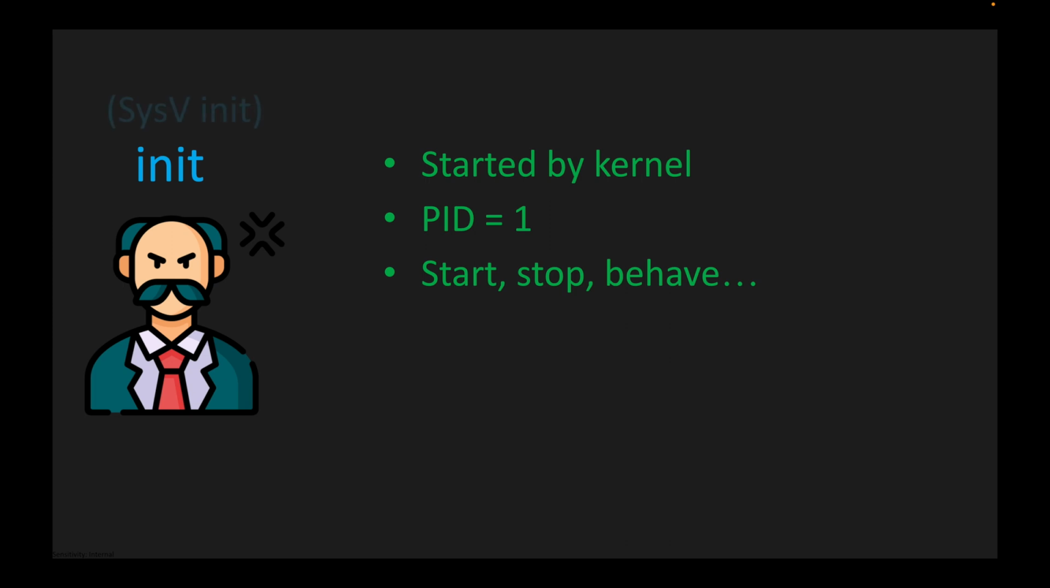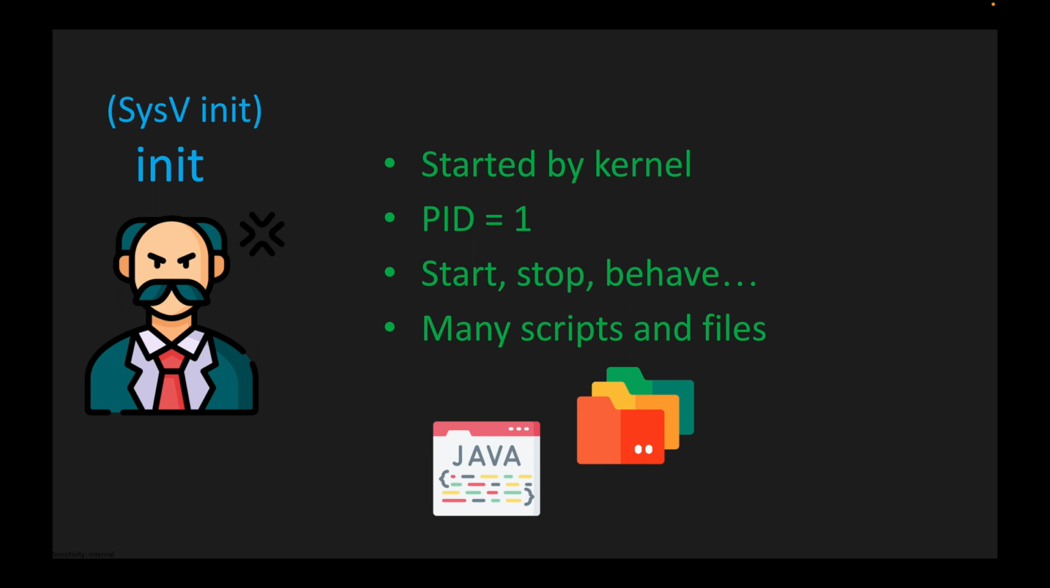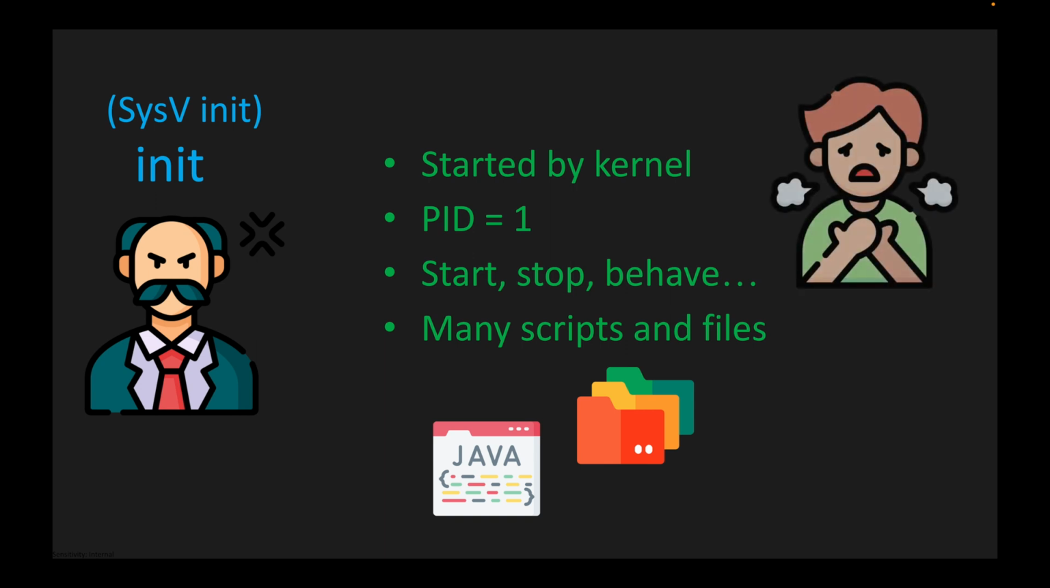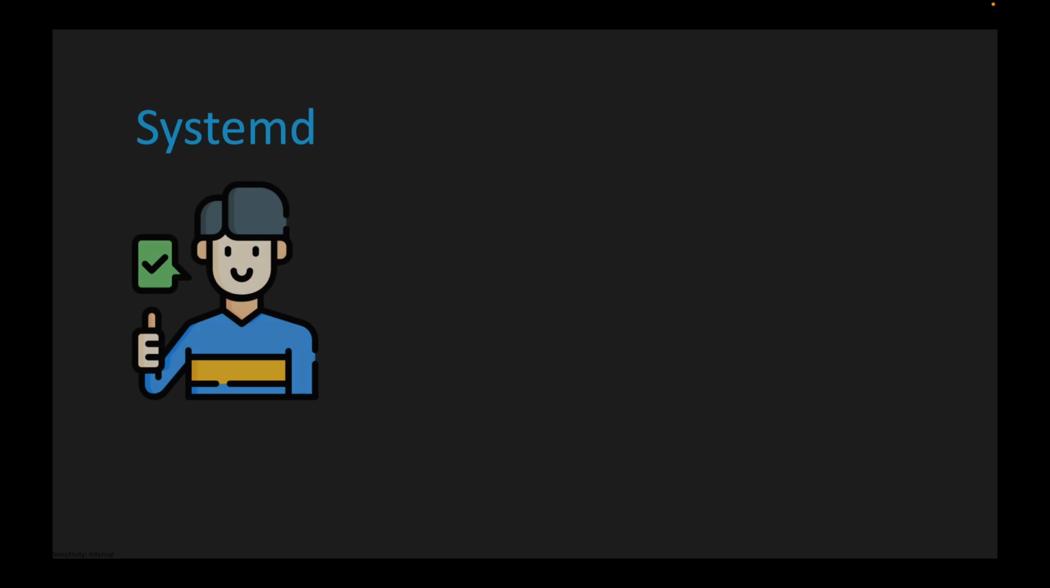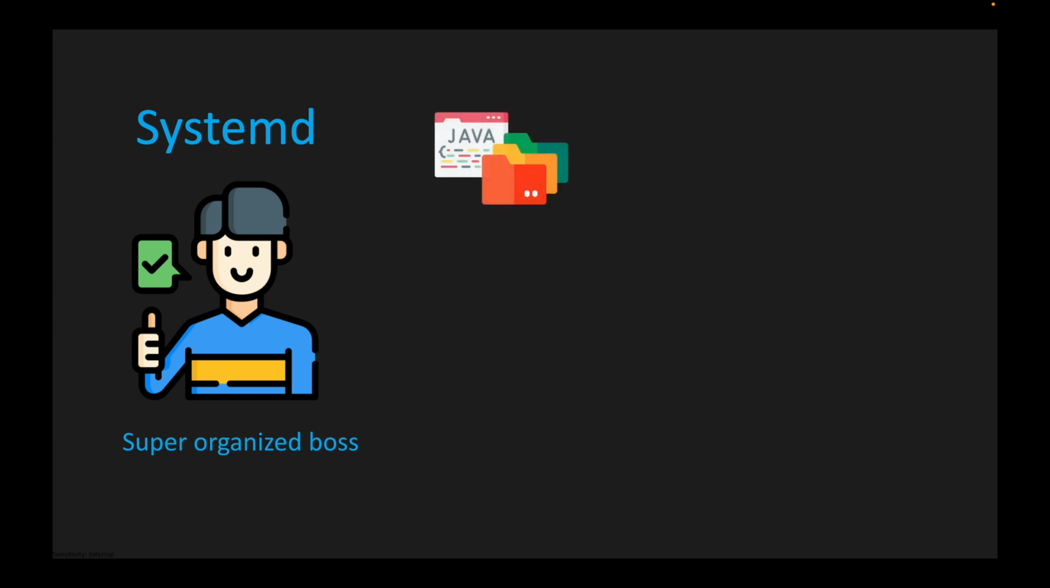The old init system called SysV init had many separate scripts and files to manage each program and service. So as you already guessed, it was a bit hard to find and organize everything. But then a new system called systemd came along, and it was like a super organized boss that brought all the scripts and files to one place, so it is easier to find and manage everything.